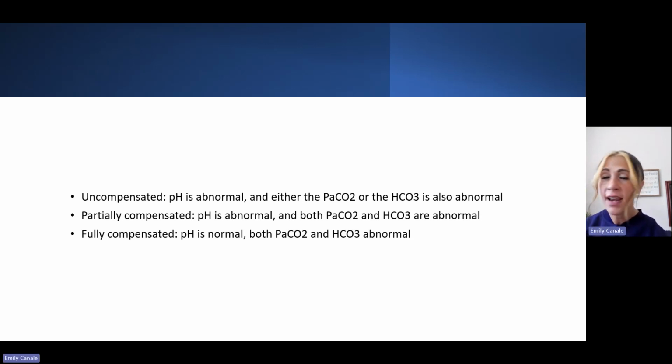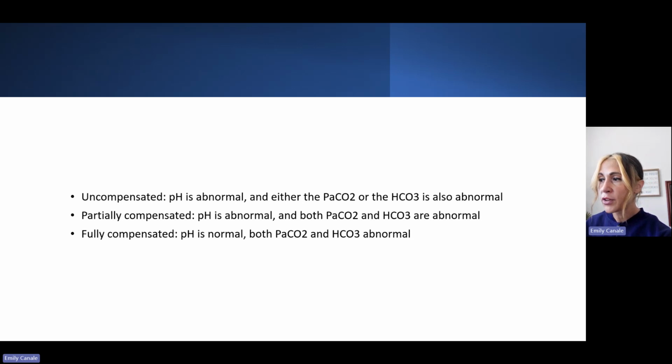If it's fully compensated, the pH is normal. So when you're reading these, always look at the pH first. If the pH is normal, that's all you have to look at. It's compensated. Typically speaking, with fully compensated, the pH is normal, and both the CO2 and the HCO3 are abnormal, but it was able to compensate. Because the pH is normal, that's what it's trying to do. We need that homeostatic pH environment for the body to function. That's why it's okay for the kidneys and the rest to be a little bit abnormal.